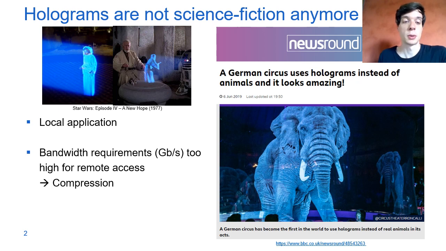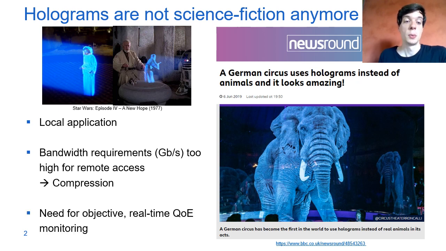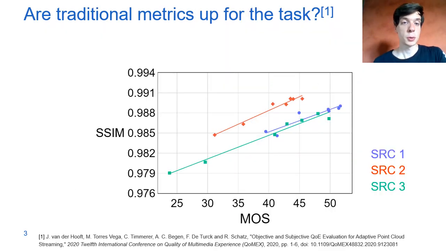And of course, if you are talking about compression, we also have a need for objective real-time quality of experience monitoring. So we asked ourselves the question whether traditional video metrics are actually up to this task. And we actually performed some previous research on this particular topic, in which we correlated full reference metrics such as VQM, PSNR, and SSIM, which is highlighted in the slide, to subjective mean opinion scores.